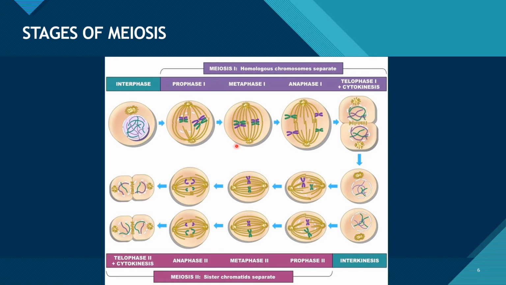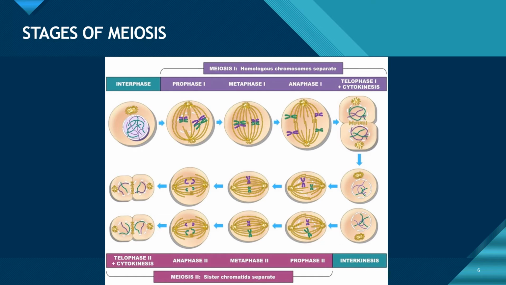So in metaphase one, the homologous chromosomes in their pairs move to the equator of the cell, or the center of the cell. So once again, each chromosome is replicated and the replicated chromosomes are joined by the centromere to which the spindle fibers attach. The homologous chromosomes are attached at their chiasmata, which is what holds the pair together at the metaphase plate.